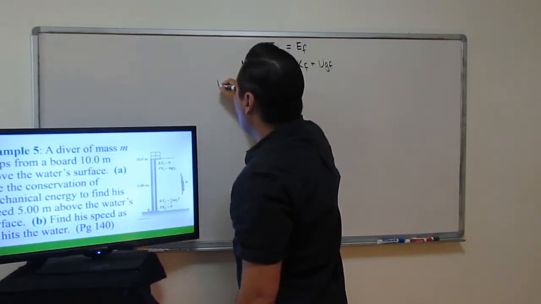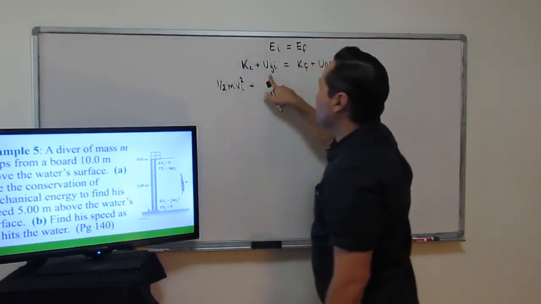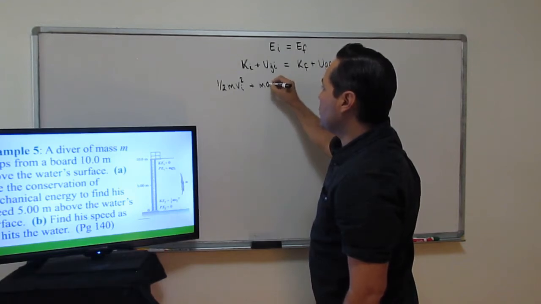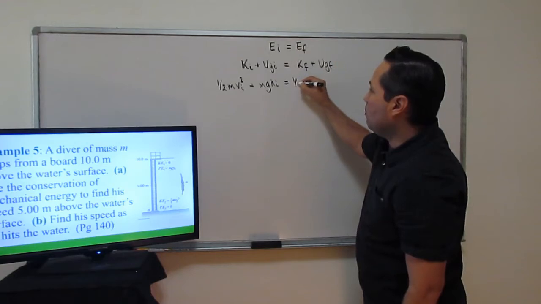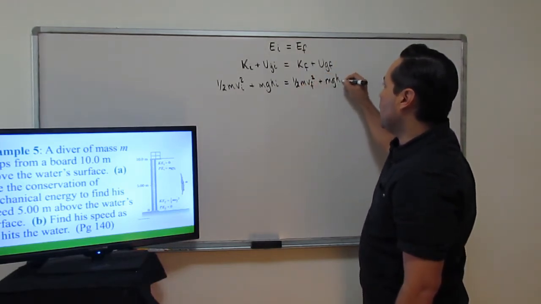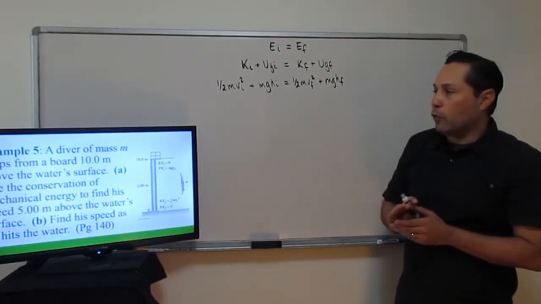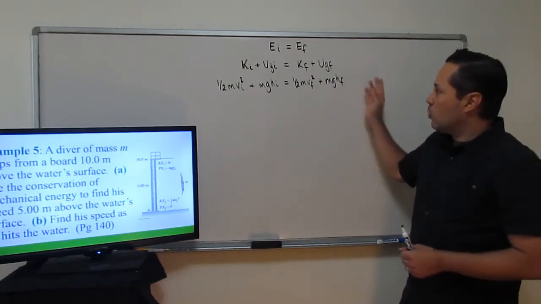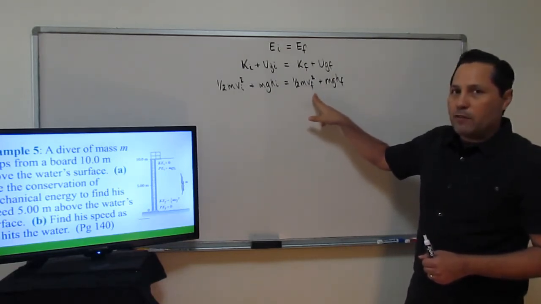So it's going to be 1/2 mass times velocity squared initial plus the formula for potential energy due to gravity, which is mass times gravity times height initial. On the other side, it's going to be the same, but we're going to replace with final: mass times gravity times height final. Alright, so that is our formula. Now what are we looking for? We want the velocity of the diver. So we're really looking for VF. That's what we want. So we're going to isolate everything, get rid of as much as we can, and isolate the VF.